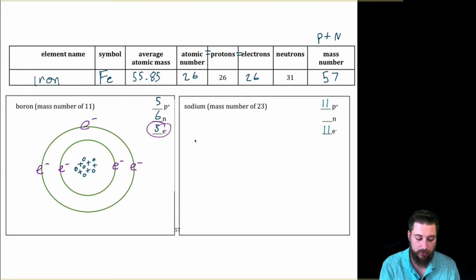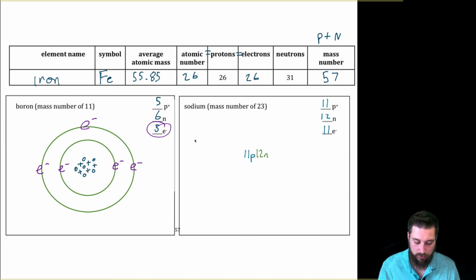We know that the protons plus the neutrons are equal to the mass. So if we have 11 protons, that means that we're going to have 12 neutrons to equal a mass of 23, because we know that 11 plus 12 is 23. So in this situation, instead of writing positives and zeros, we're just going to write 11p, and there's going to be 12n in the nucleus. So we have 11 protons and 12 neutrons in the nucleus.